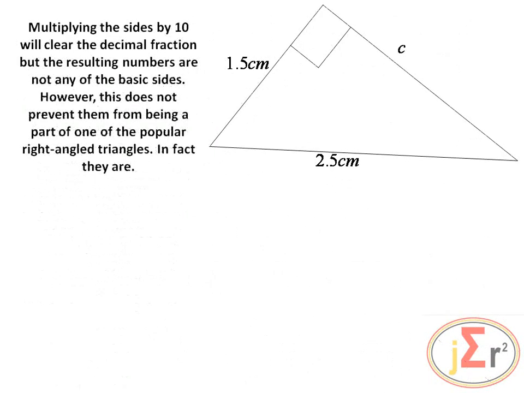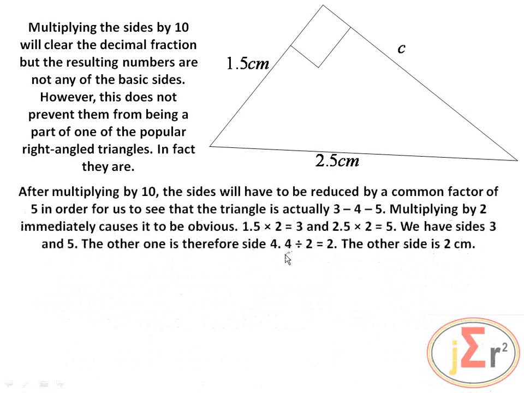There we have another one. Multiplying the sides by 10, we will clear the decimal fraction, but the resulting numbers are not any of the basic sides. However, this does not prevent them from being a part of the popular right-angled triangles. In fact, they are.